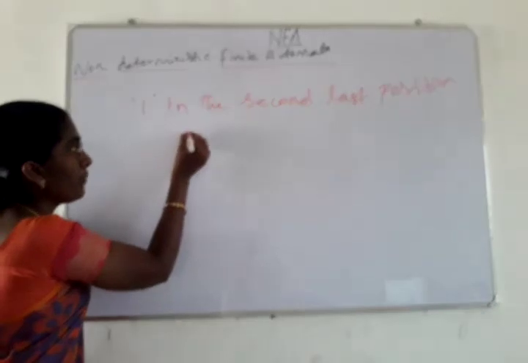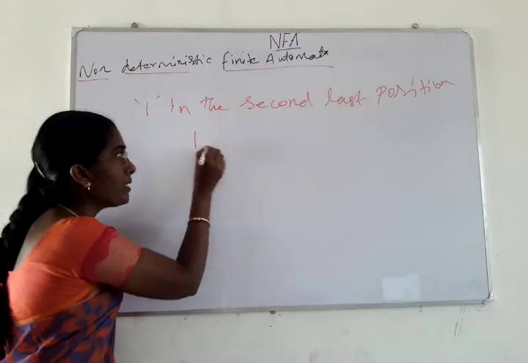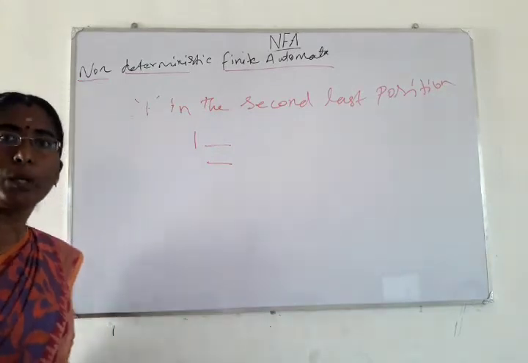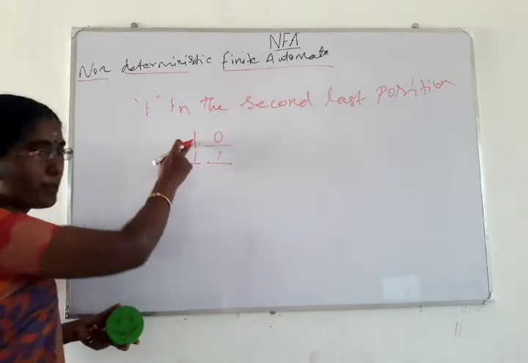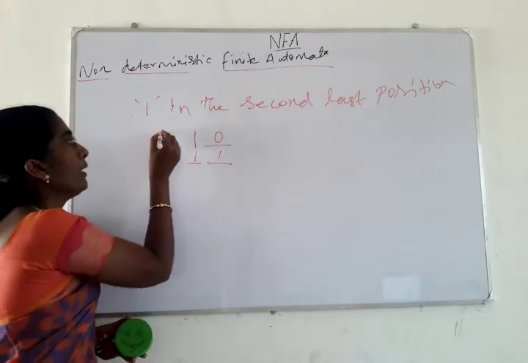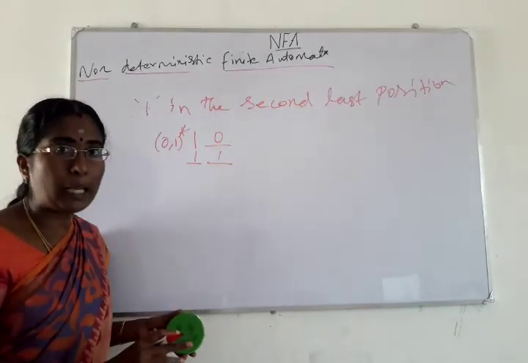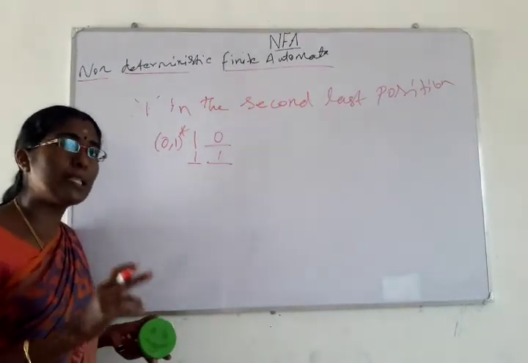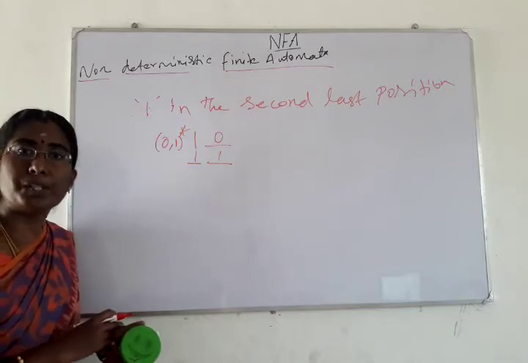Second last position means, if it has 1 in the second last position, after this 1 what should we have? Either 0 or 1. After that 1 we have either 0 or 1. But in the second last position it has the symbol 1. Before this 1 it has (0,1)*, any number of zeros and ones in any sequence, followed by 1. After this 1 we should have only a single symbol that is either 0 or 1. Then how will we construct an NFA for this condition?